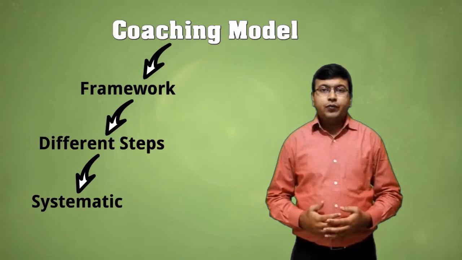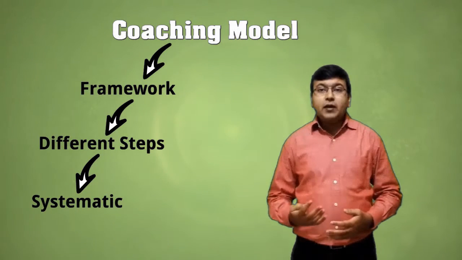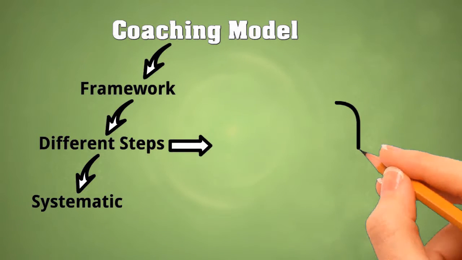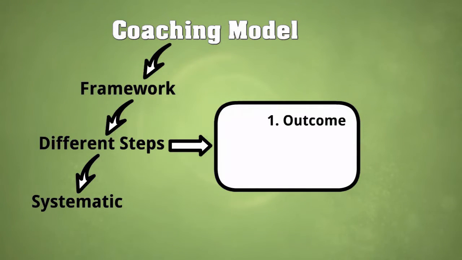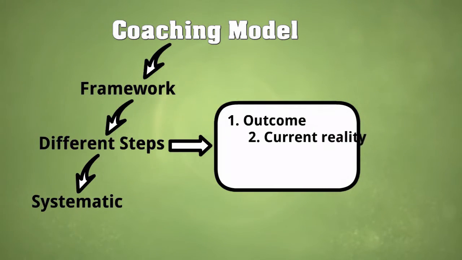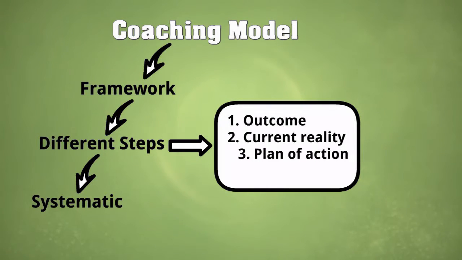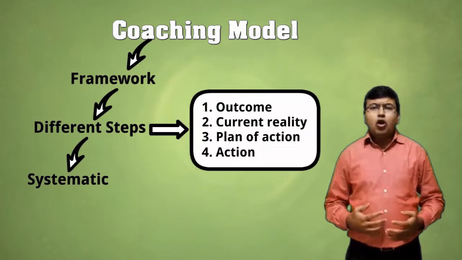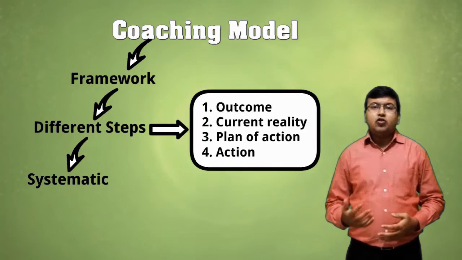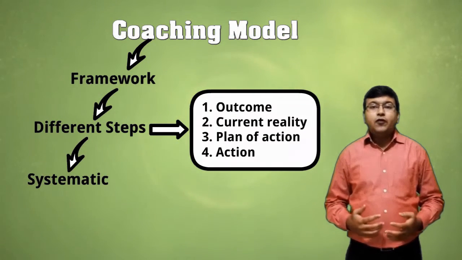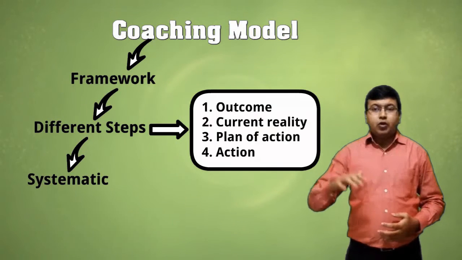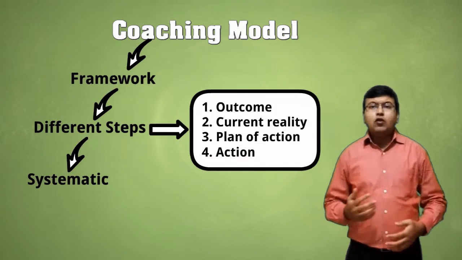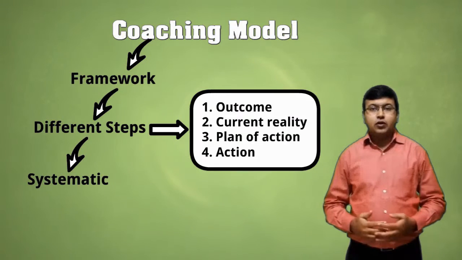Finally, helping the client apply the plan into action on a consistent and systematic basis so that the client can achieve this outcome. In short, the four basic components of any coaching process include outcome or goal, current reality or situation, systematic plan of action, and finally action. Almost all coaching models include these components, though different models will build up on these components and will have their own ways of exploring each of these components.